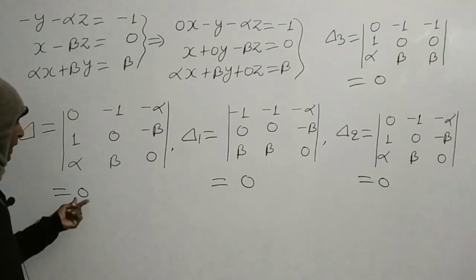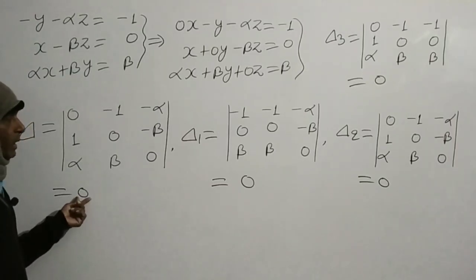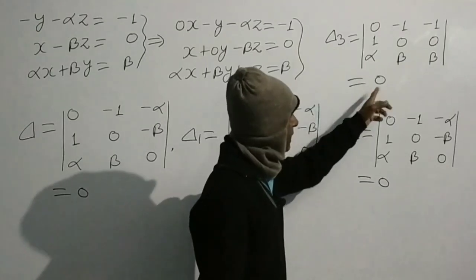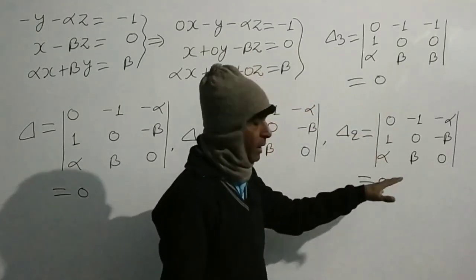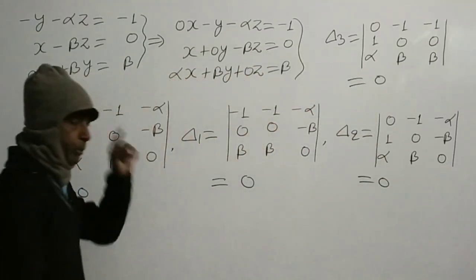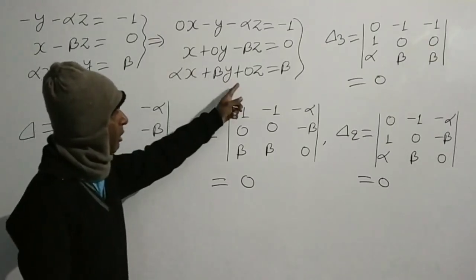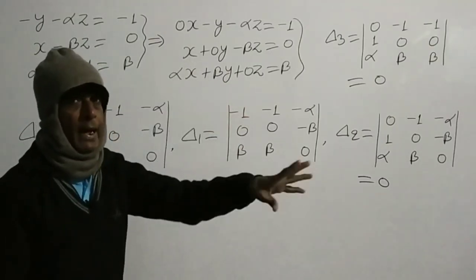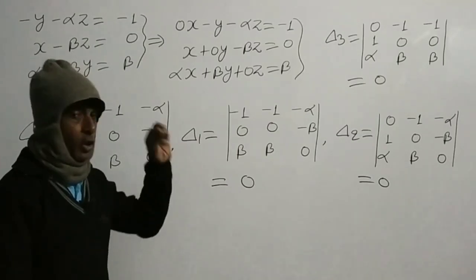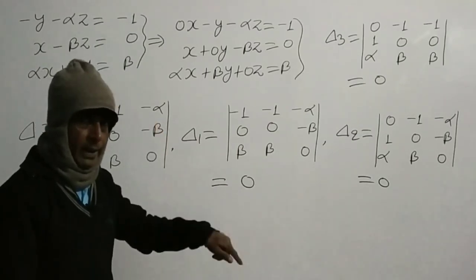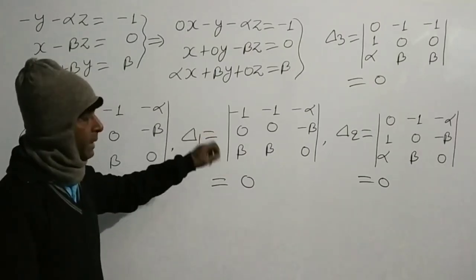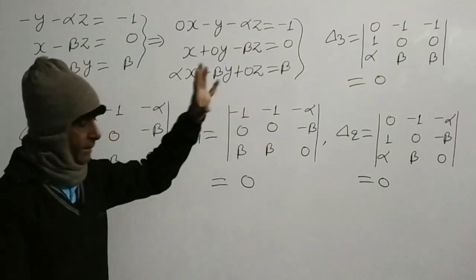We observe that delta is equal to 0 and delta 1, delta 2, delta 3 are all equal to 0. Therefore, the number of solutions of this system of equations will be infinite. Therefore, the number of elements in the set will be equal to infinite.